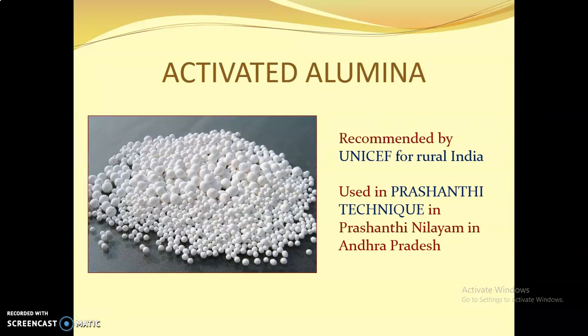First is activated alumina. The reason we are discussing activated alumina is it is the method recommended by the United Nations International Children's Fund for rural India. So UNICEF recommends this material for rural India, and it is also used in another technique called Prashanti technique. Prashanti technique gets its name because it is used in a place called Prashanti Nilayam in Andhra Pradesh. So there is a huge university there. So the whole area is endemic. So this is what is used in Prashanti Nilayam in Andhra Pradesh, and hence the technique is known as Prashanti technique. So activated alumina you should know for 2 reasons. It is recommended by UNICEF for rural India, and it is used in Prashanti technique.